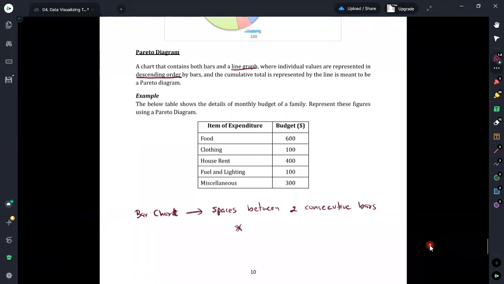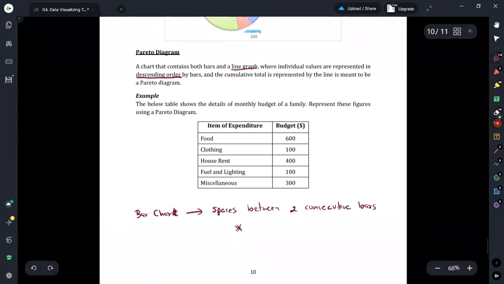If you are considering an example, suppose you have values for several categories. First you rearrange these categories in descending order, and according to that order you draw the bars. Then we obtain the cumulative totals, and for those cumulative totals we draw the line graph. And let me take the example which we discussed previously.